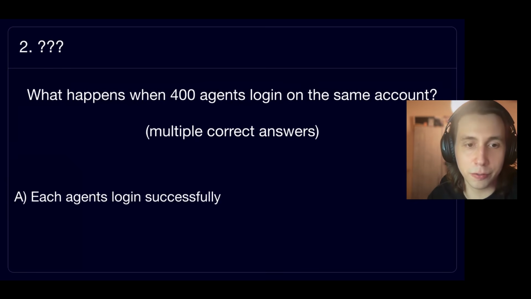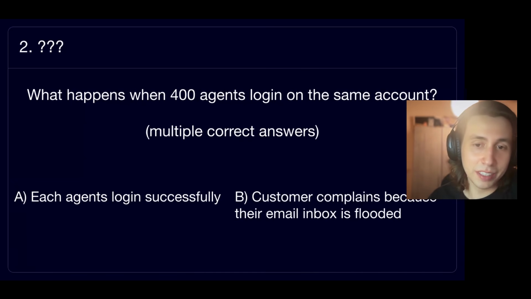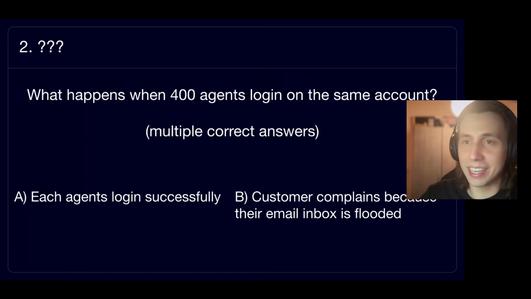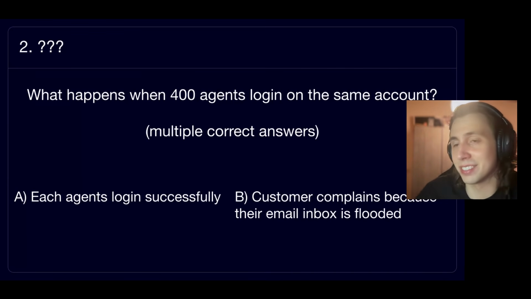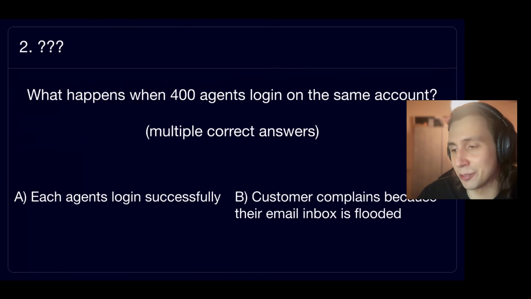So the first scenario would be every agent is able to log in successfully, right? They enter username, password, that's what we want. The second one is customer complaints, because you have an email that is sent every time there's a new login attempt on the account, right? And then they complain because they have 400 emails or more, because some agents also logged out because they needed to sometimes. And they have 500 emails at the end of the pen test, wondering what the hell is happening, why are you doing this to me?